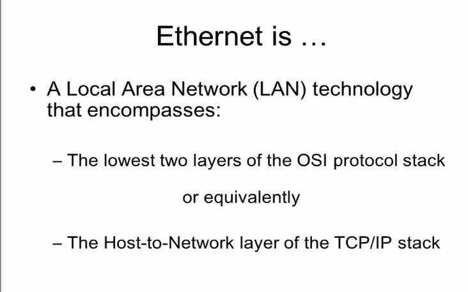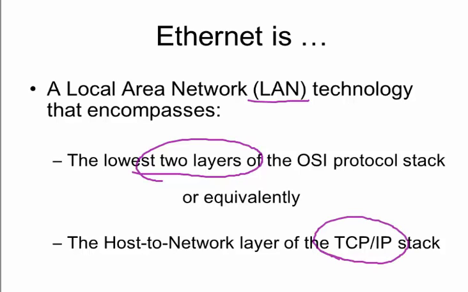So, Ethernet, okay, it's a local area network technology. When we're talking about Ethernet LANs, we're talking about the bottom two layers of the OSI protocol stack. That's the Open Systems Interconnection. Or the host-to-host layer, if we're talking about the TCP/IP stack. There's a couple of different variants of the stacks, we'll cover those in a second. So it's the bottom bit, the physical layer and the link layer above it.